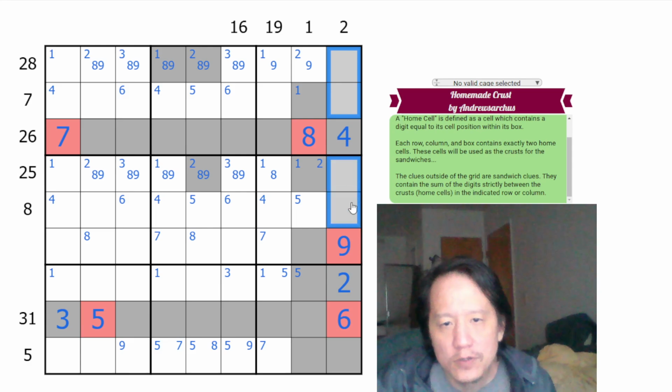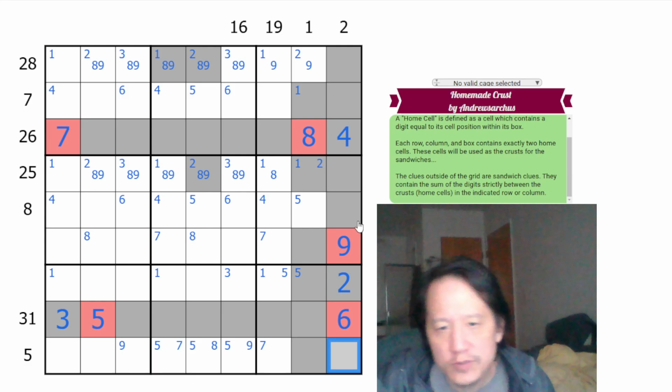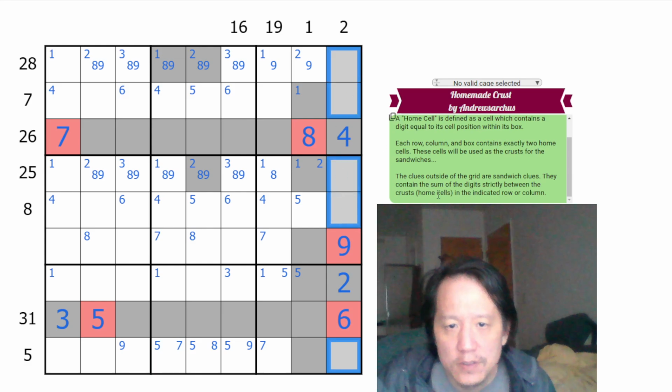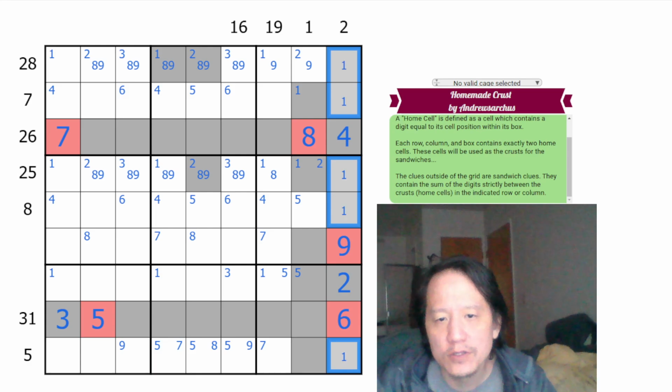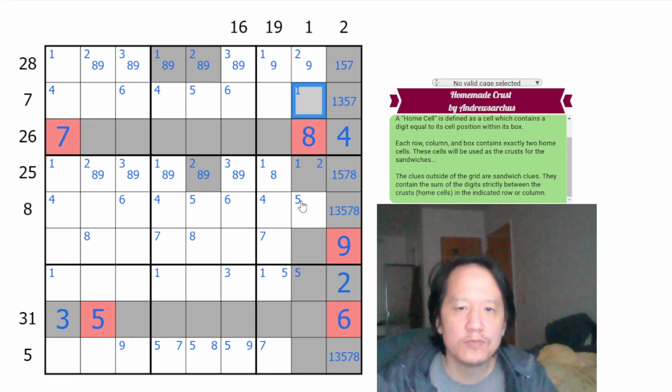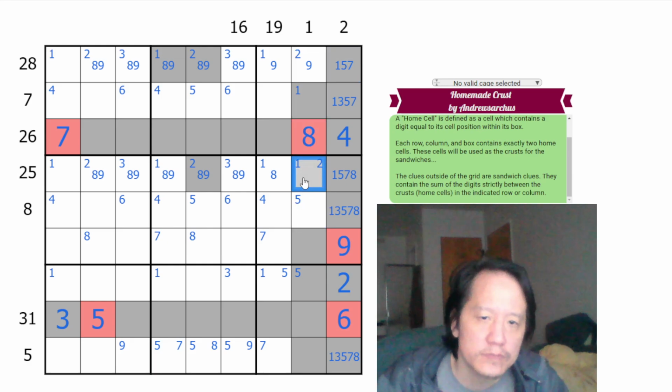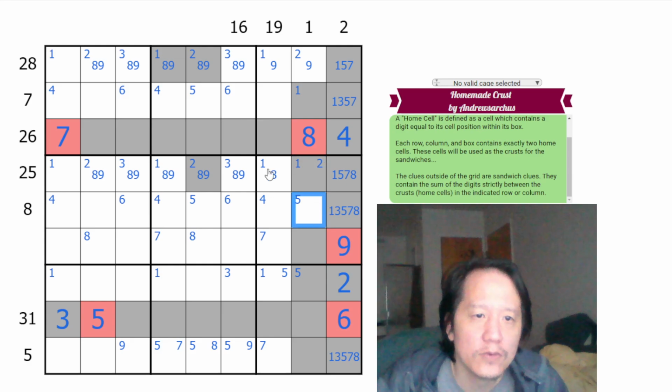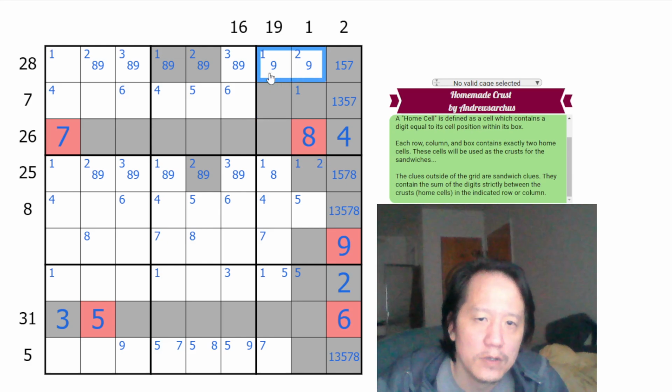So we have, what is this? Oops. This is 1, could be 1, 3, 5, 7, or 8. The 8 cannot obviously be there. This can't be 3 because it would be a home cell. This can't be 3 because of a home cell. I think that's it. So the 1 has to be one of these two. 7. This can't be a home cell because it can't be 4. So one of these is the home cell.